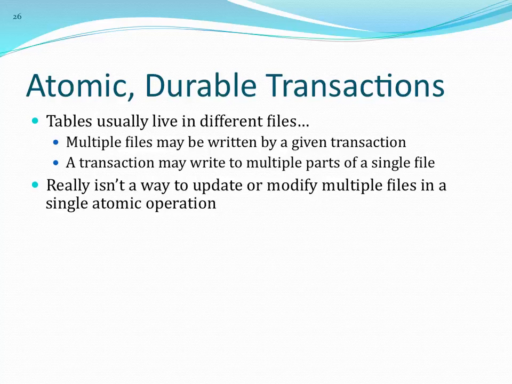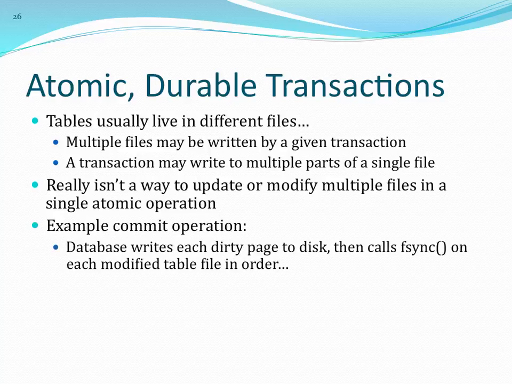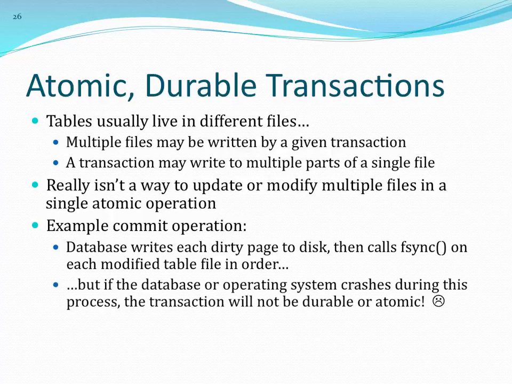So like I say, there isn't a way of updating or modifying multiple files in a single atomic operation. So here's an example thing that we could try doing for commit. We write each dirty page to disk, and so we say for files 1 through n that we modified, for pages 1 through m that were in each file, we write each one of those pages out. So now we know the buffer manager has no dirty pages in memory. And then we fsync each file.